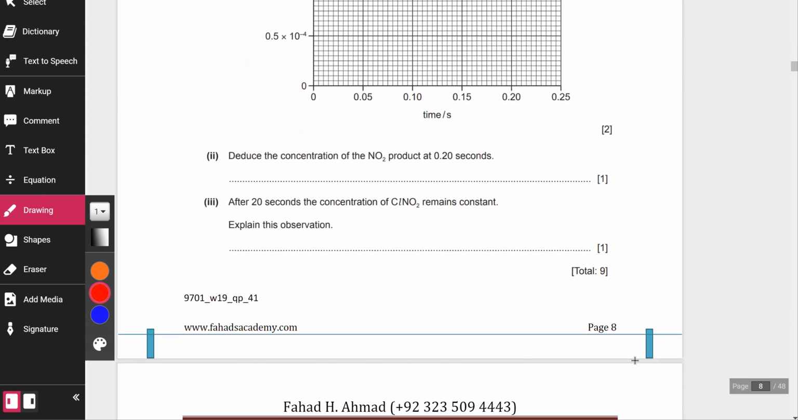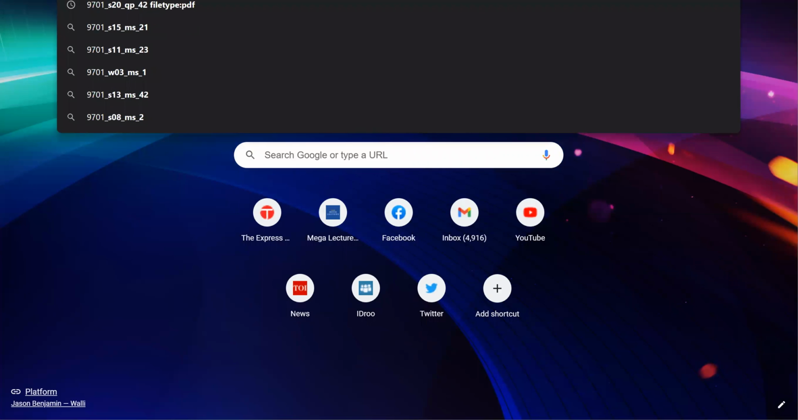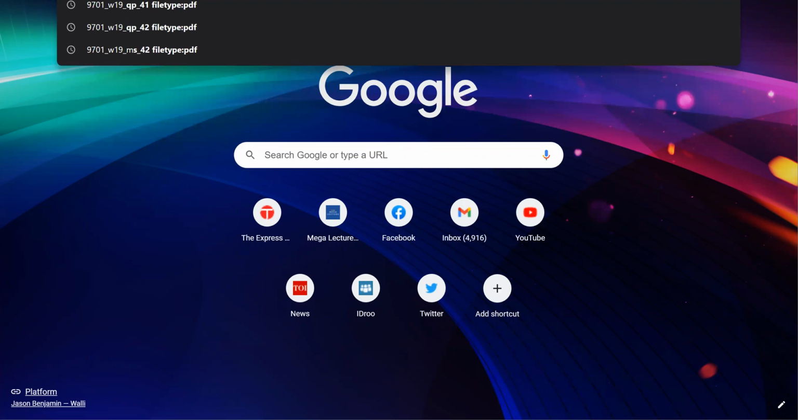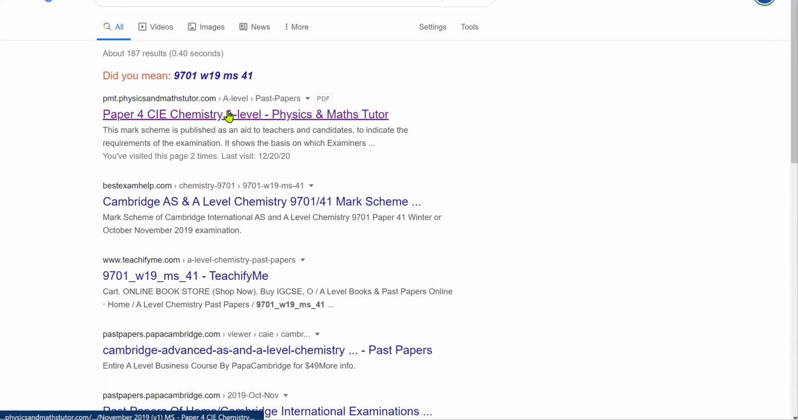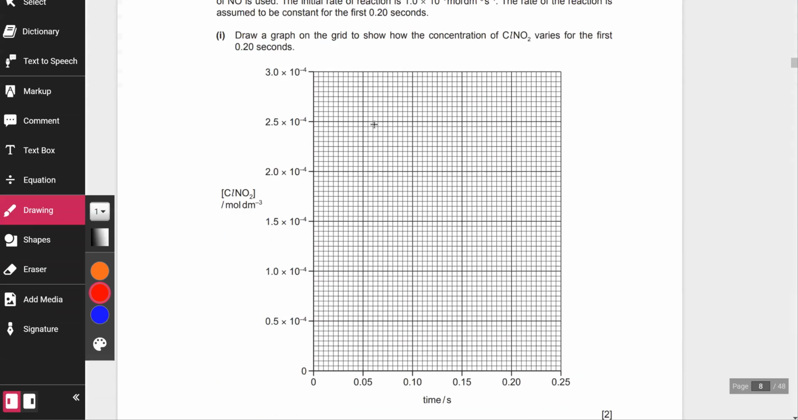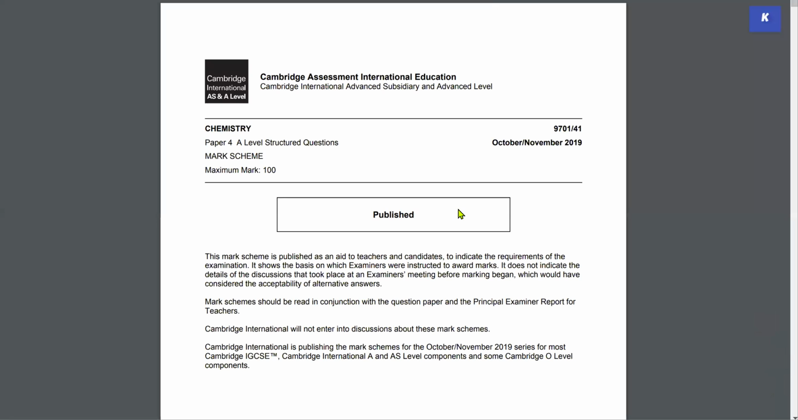Let me just check, because they've given you 3 lines. Which year is the paper? One second. It's W19 QP41. So let me just open the W19 MS41. And this is the second question in the paper.